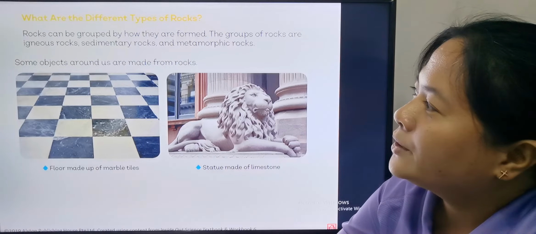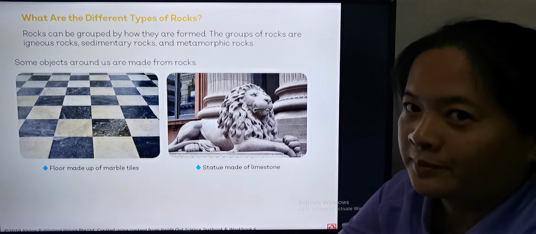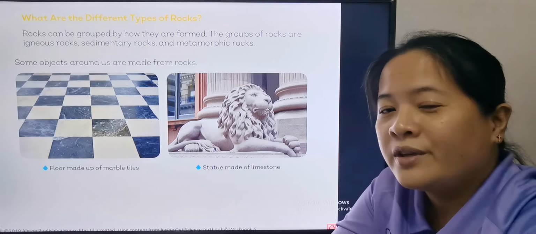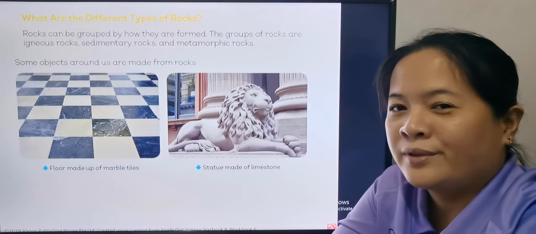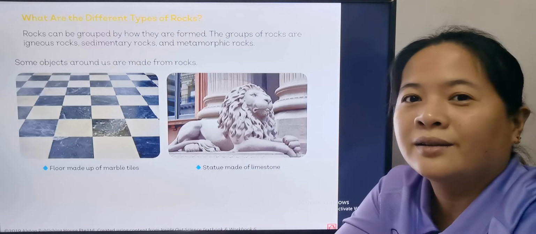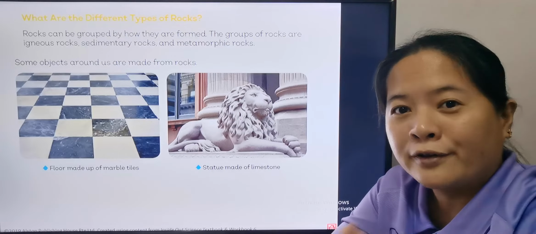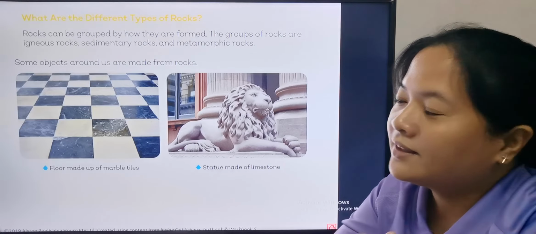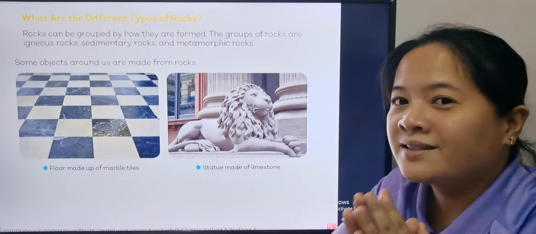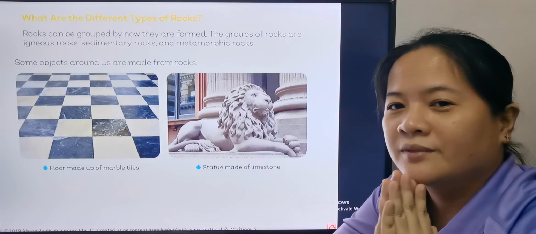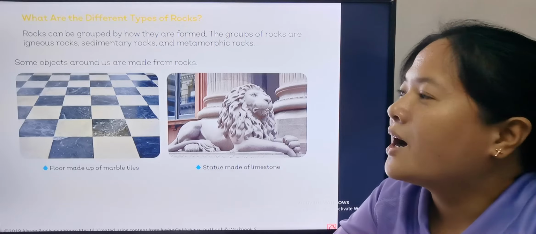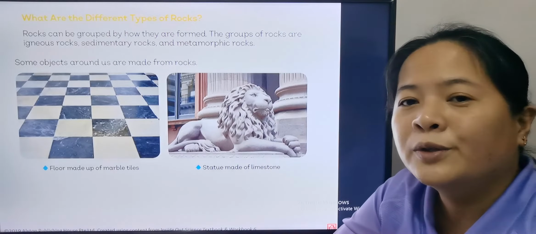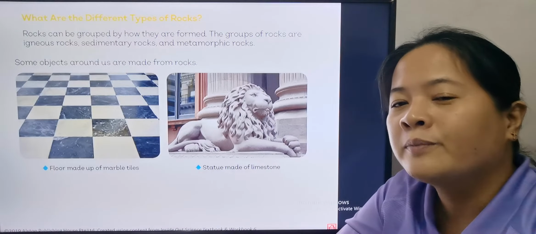Now rocks can be grouped by how they are formed. Actually, we can group rocks in many ways. We can group them by color, by size, by roughness. Are they smooth rocks, are they rough rocks? But the best way to group rocks is based on how they are formed.